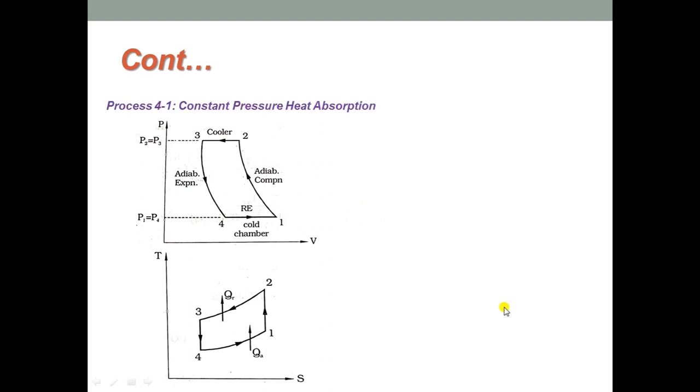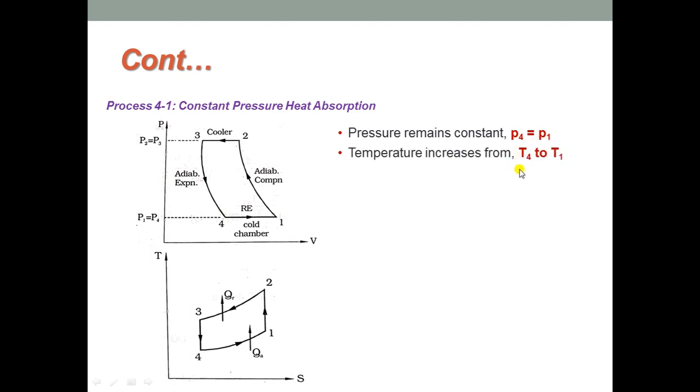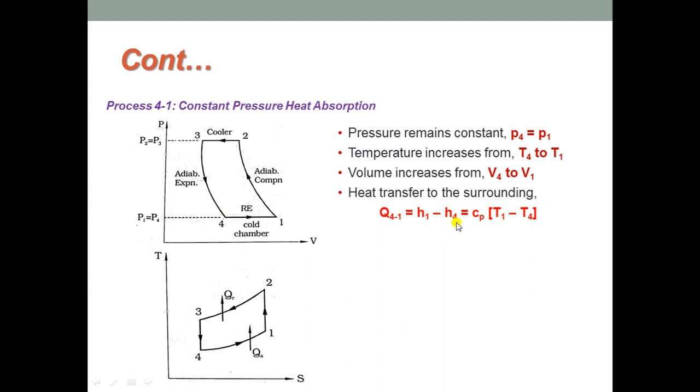And the last process is 4 to 1, constant pressure heat absorption. Here the low pressure, low temperature air refrigerant enters the cold chamber where it absorbs heat at constant pressure. So pressure remains constant, P4 is equal to P1, thereby increasing the temperature from T4 to T1. The heat absorption in the cold chamber is given by H1 minus H4, which is equal to Cp into T1 minus T4.